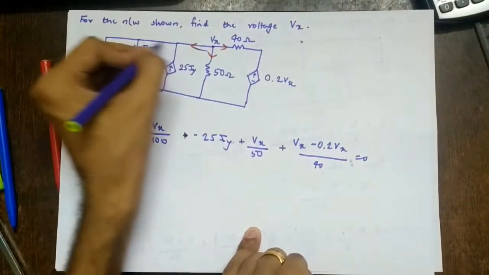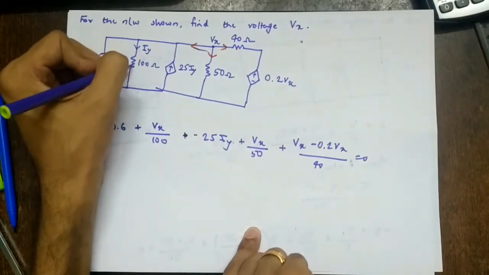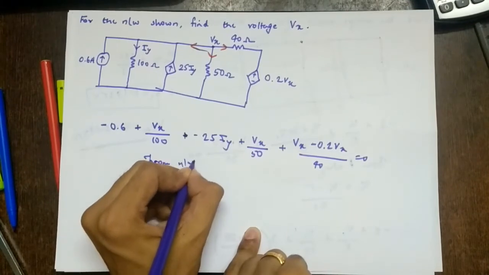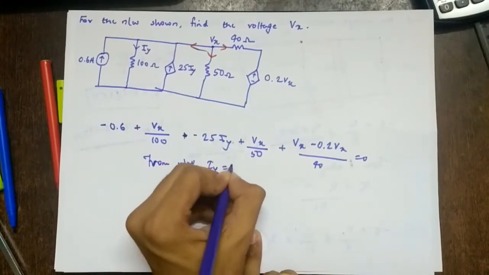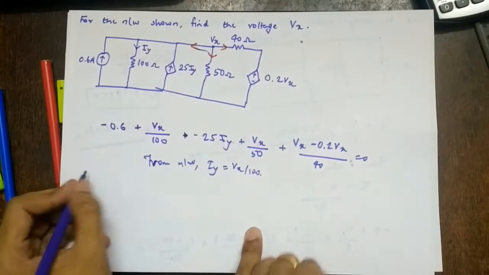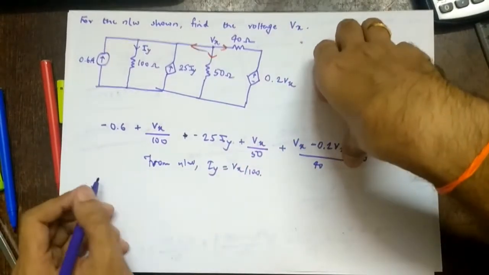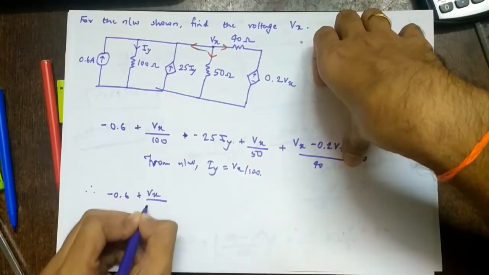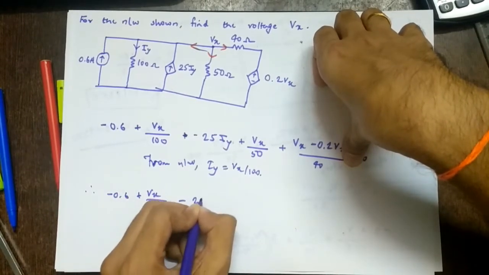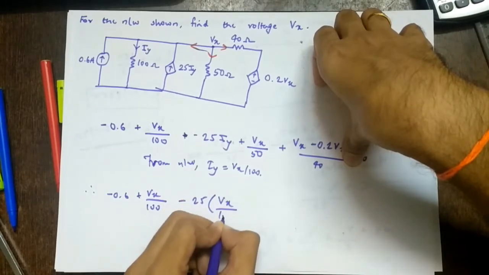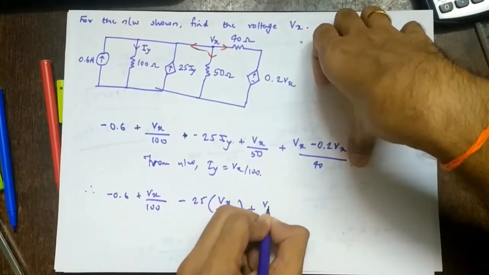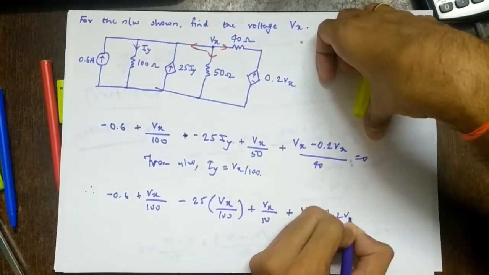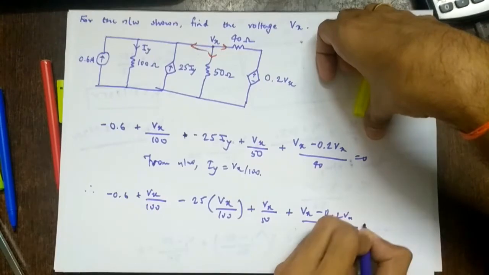This whole node is Vx because it is shorted. So Iy is Vx by 100, from the network. Iy equal to Vx upon 100. So therefore, minus 0.6 plus Vx upon 100 minus 25 into Vx upon 100 plus Vx by 50 plus Vx minus 0.2 Vx upon 40 equal to 0.